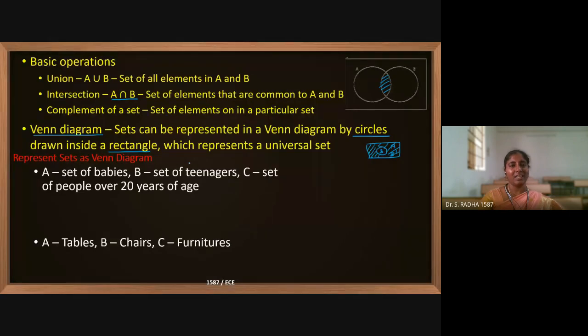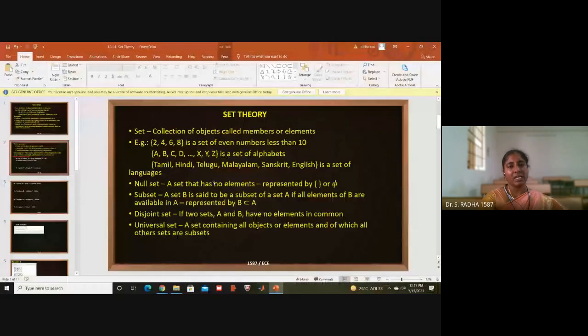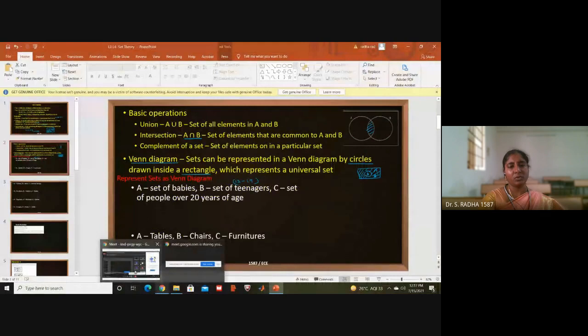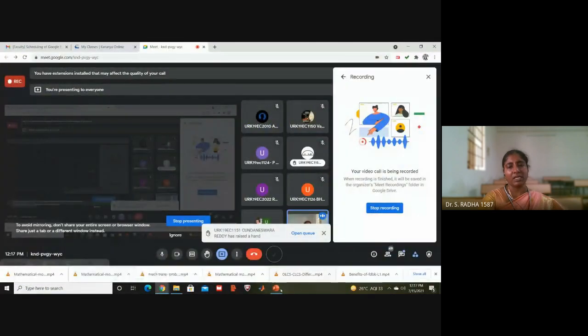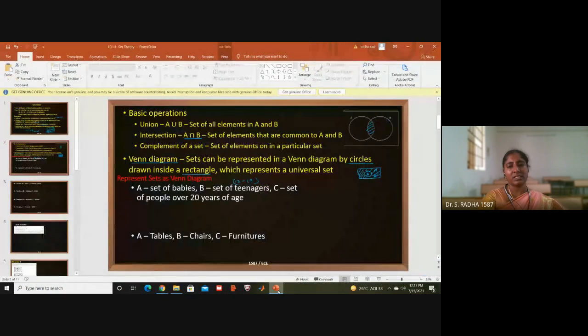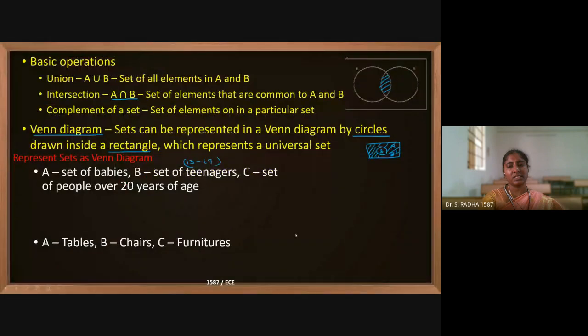Particularly 11 and 12 is not called teenage. Only when we come to 13 years of age, 13 to 19, when you write them in words, T-E-E-N will come. From 13 to 19, you will have T-E-E-N, and those are called teenage. Set of babies. All these are three different cases.